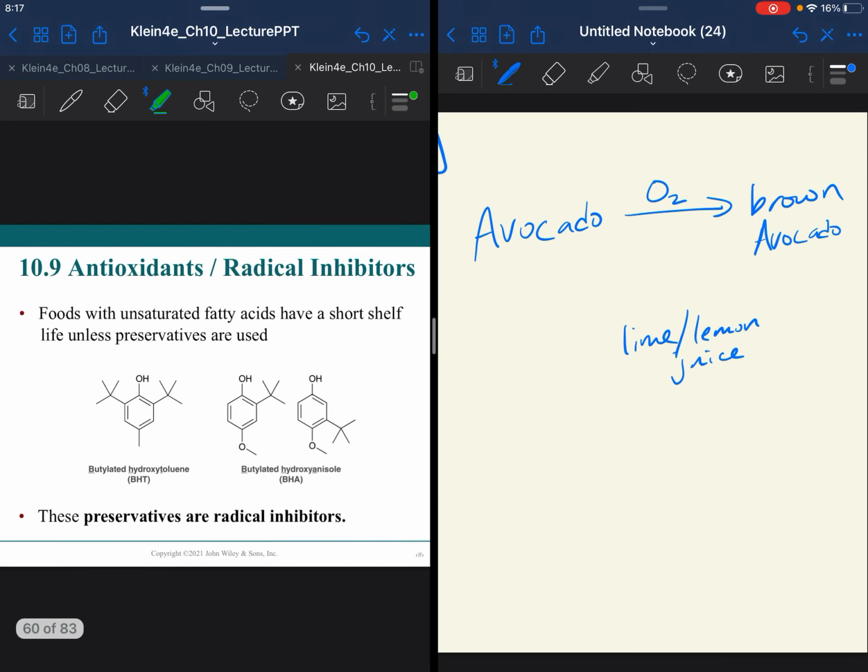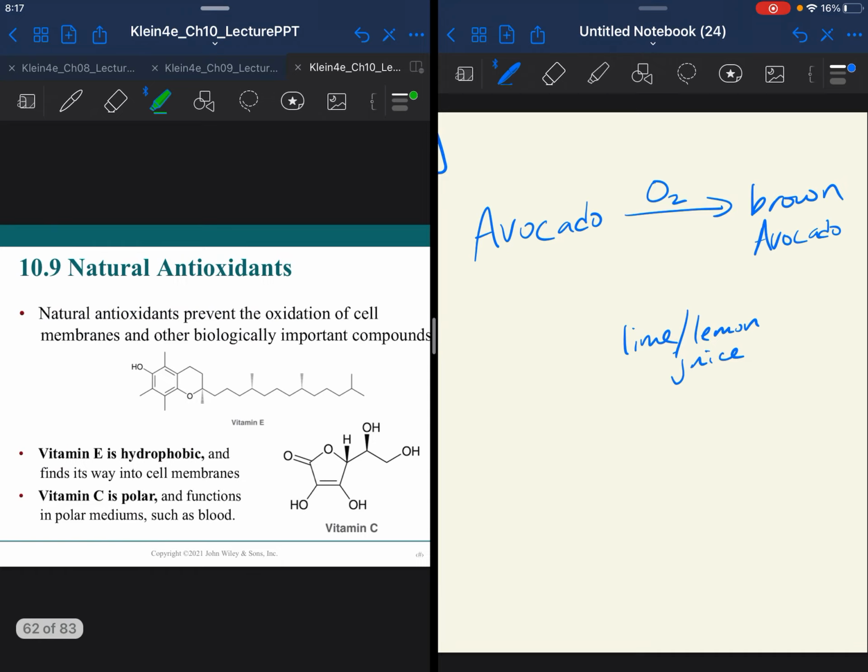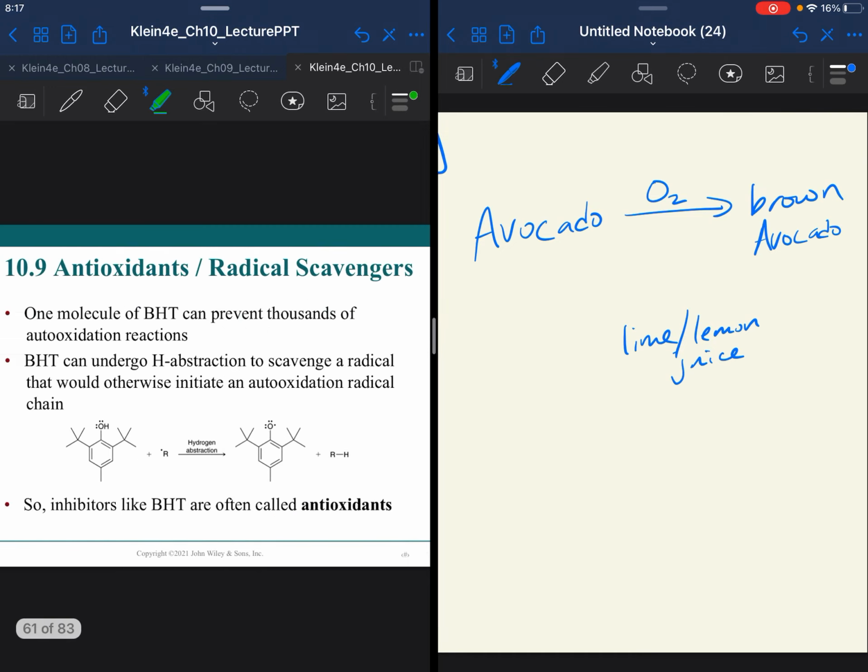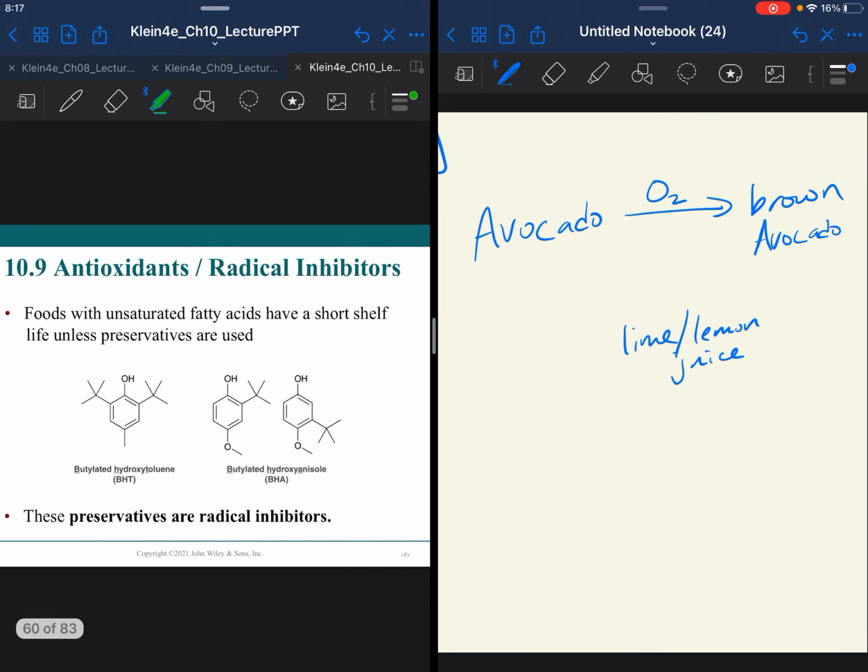It's because, and I'm going to skip over those two for just a minute, it's because vitamin C. Vitamin C is a natural antioxidant. It reacts with the oxygen radicals to prevent them from reacting with the avocado fats. At least slows it down, right? It's a competing reaction. Antioxidants that are put into unsaturated fatty foods are preservatives, all right?